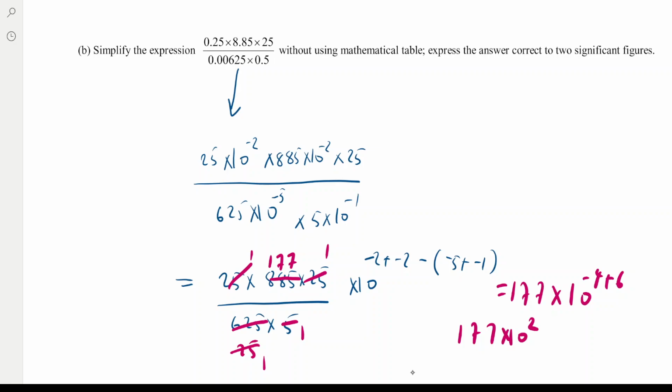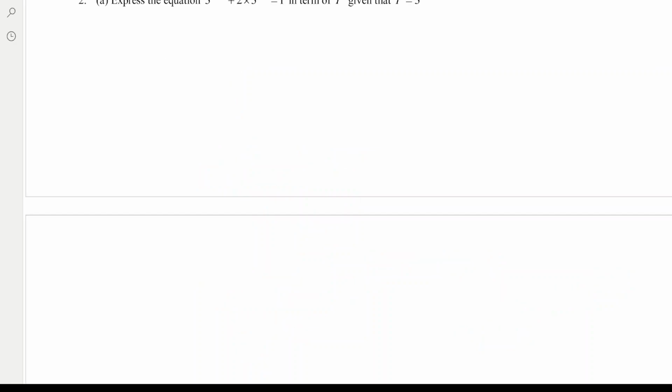We proceed with question number 2a. Express the equation 3 power 2y minus 1, plus 2 times 3 power y minus 1, equals 1, in terms of p, while we are given that p is 3 power y.